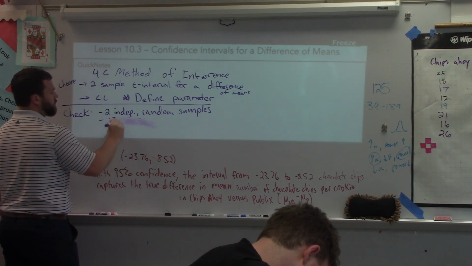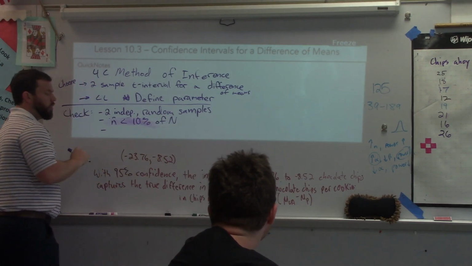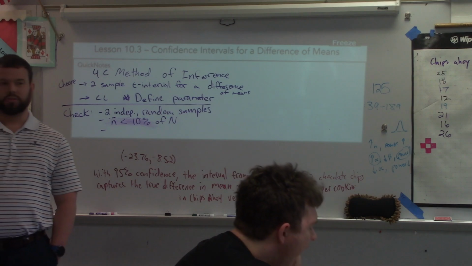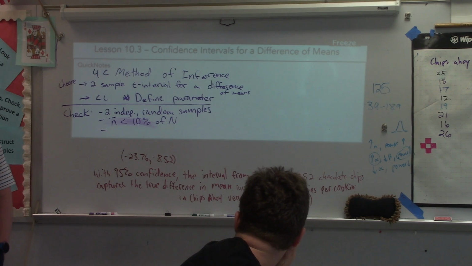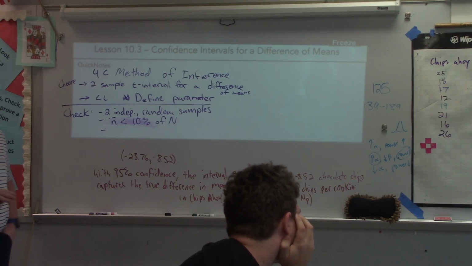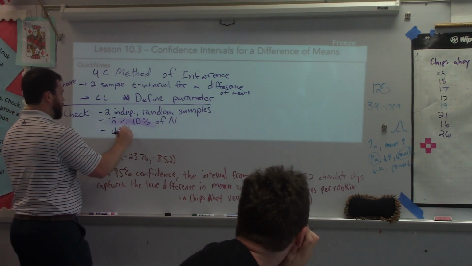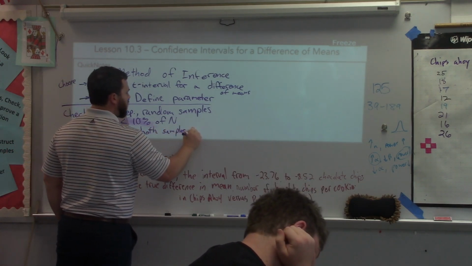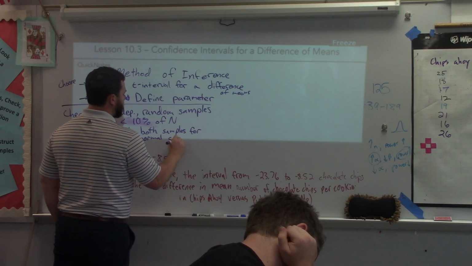Let's say it this way. n is less than 10% of N. And then don't forget, how many samples do we have? 2. So how many samples need to be approximately normal? Oh, I said that wrong. It's not samples that are approximately normal. Sampling distributions need to be approximately normal. So you've got to check both samples for approximately normal sampling distributions.